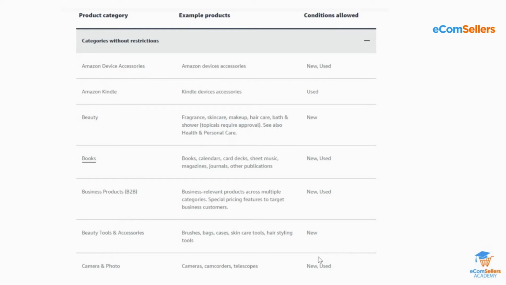As you look at this list, they have listed that you can sell Amazon device accessories as new. You can also sell them as used. They're saying it's open, but again, there's going to be some level of potential approval for brands or subcategories. Amazon Kindle, you can sell those devices as used. Beauty says you can sell as new. Books you can sell as new or used.